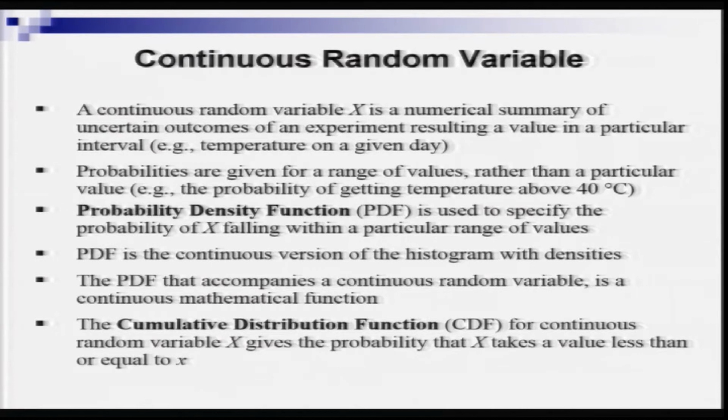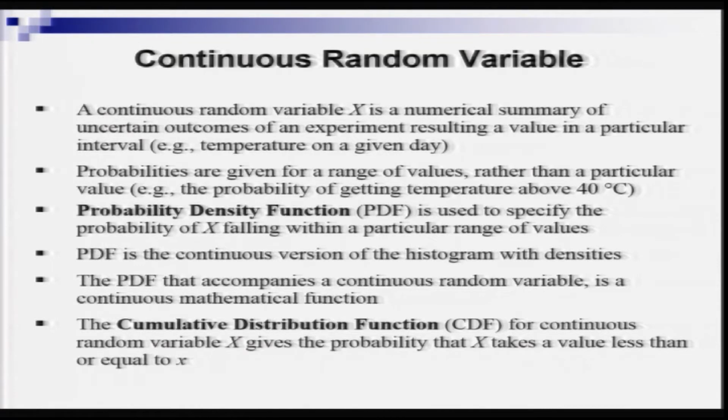So, to define a continuous random variable, one can go ahead like the following. A continuous random variable x is a numerical summary of uncertain outcomes of an experiment resulting in a value in a particular interval. So, it is important to note that, contrary to discrete random variables, a continuous random variable does not take a particular value. We say it takes a value in a particular interval. So, note the difference, it is very important.